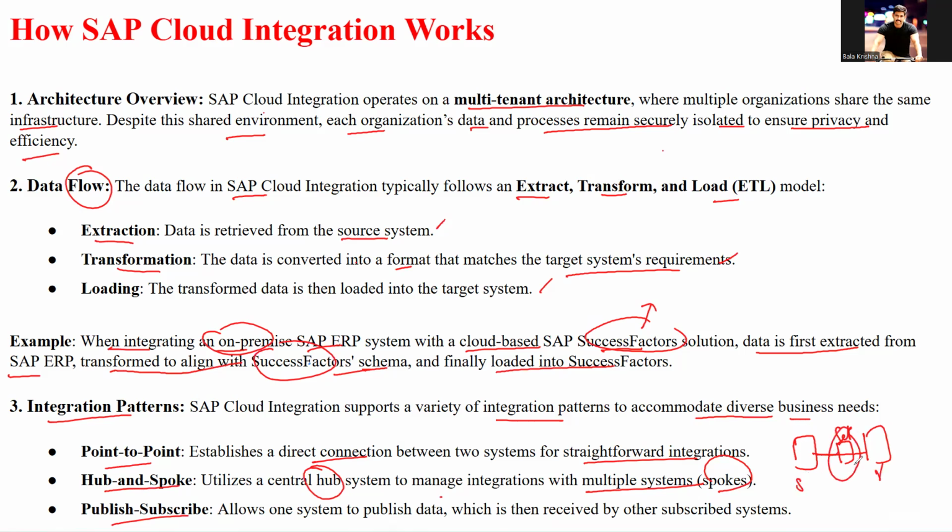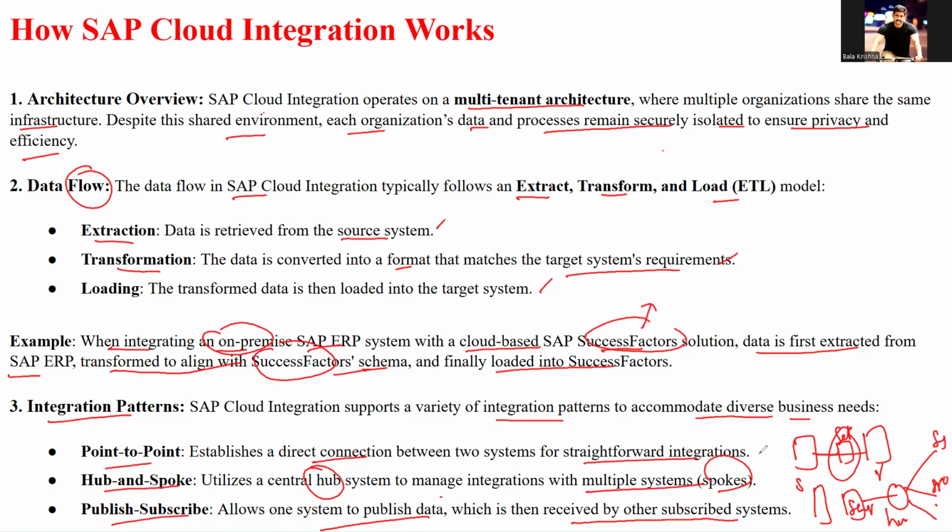In the middleware, SAP CPI is there. Suppose a hub is there. Now there is a source system, and it is SAP CPI. In the hub, we now need to connect with multiple systems, or spokes.